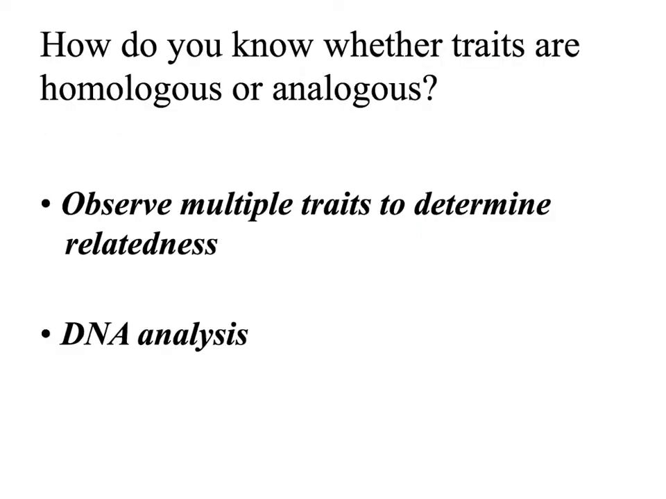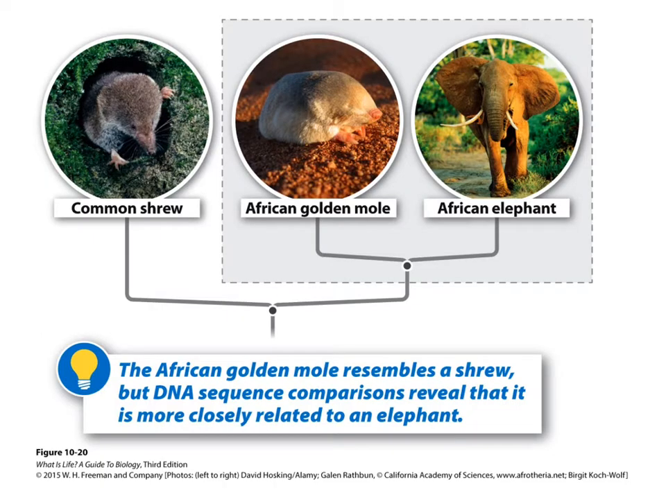So how do we figure out if a trait is homologous or analogous? One way is to observe multiple traits in an organism to determine relatedness. Another way is through DNA analysis. We can also find the opposite to be true, that some organisms that do not look very similar may be closely related.